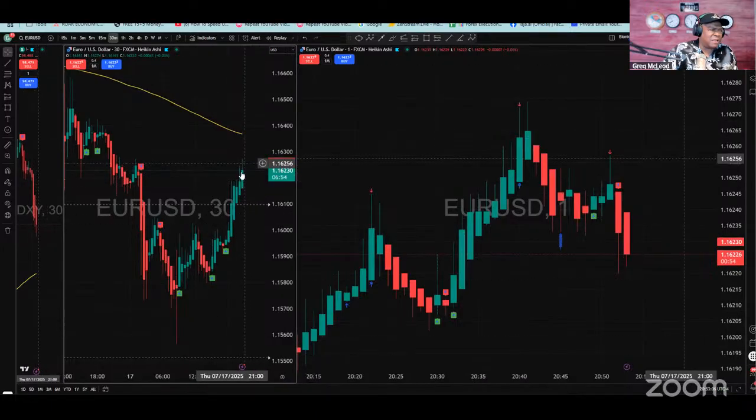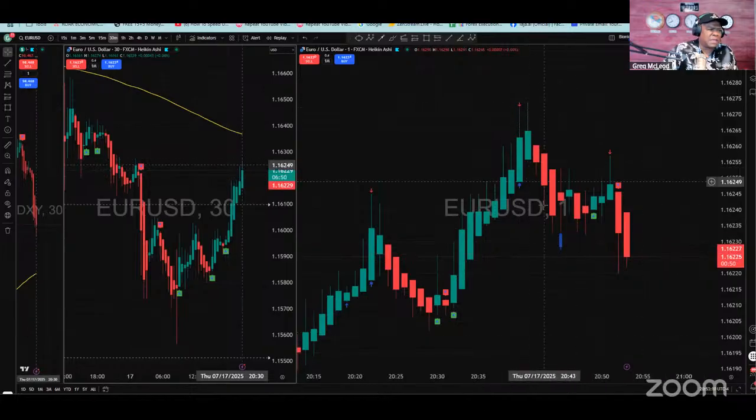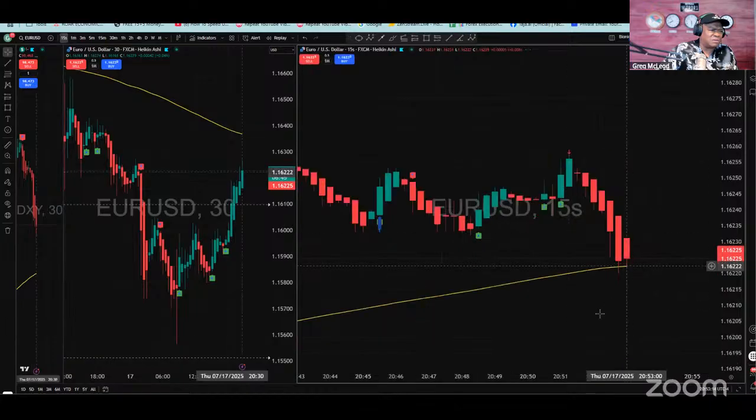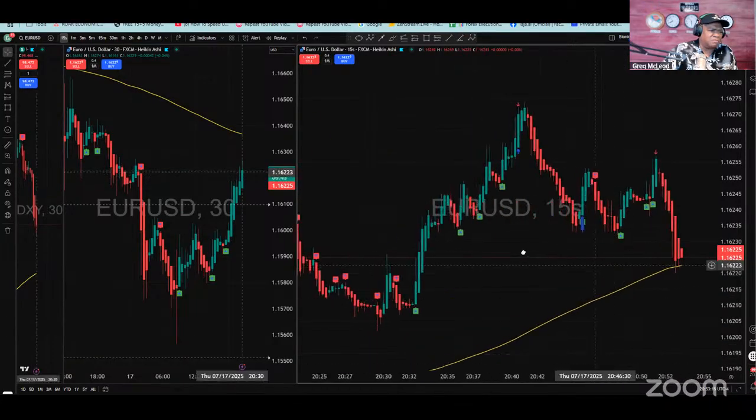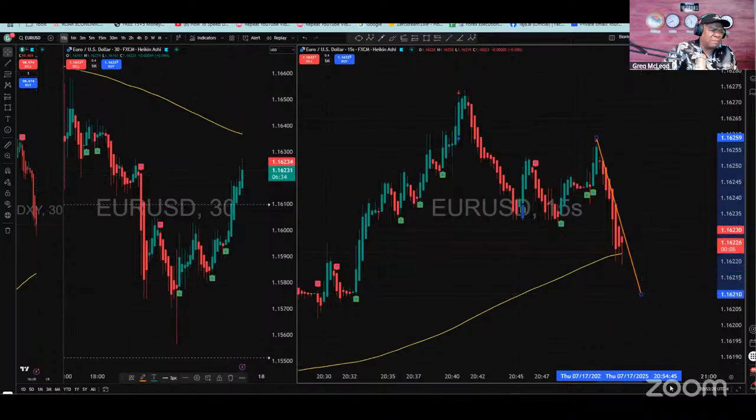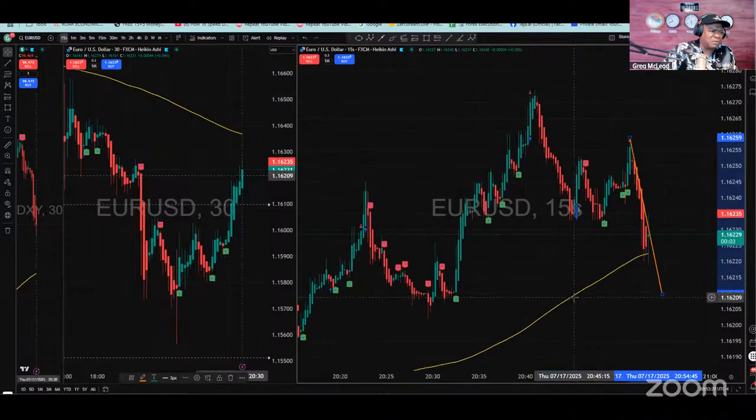I don't have a sell on the 30-minute. No sell arrow. This could just be an ABC correction against the trend. Let me go back to the 15-second chart. At the 200 moving average, A or 1, B or 2, C or 3. I think it's probably getting ready to jump. But I'm going to be disciplined. Wait for an arrow. Or I'm going to shoot it.